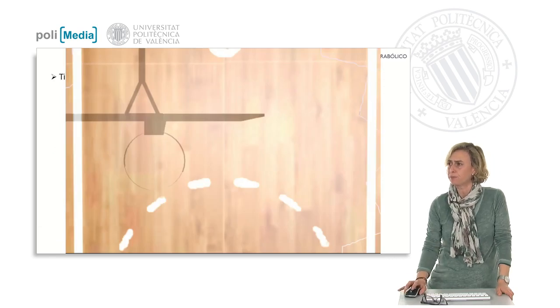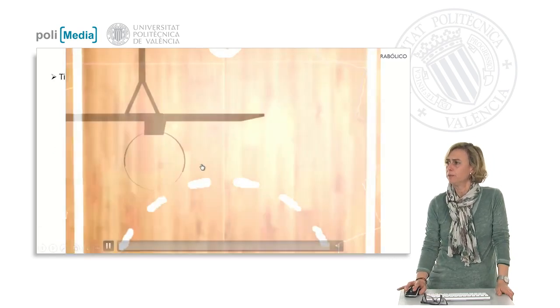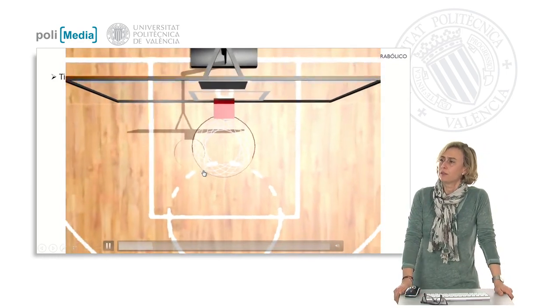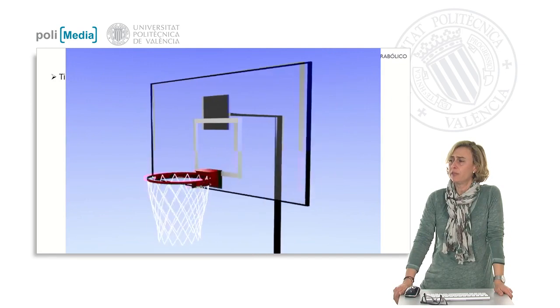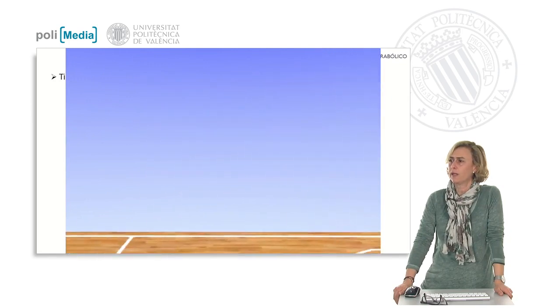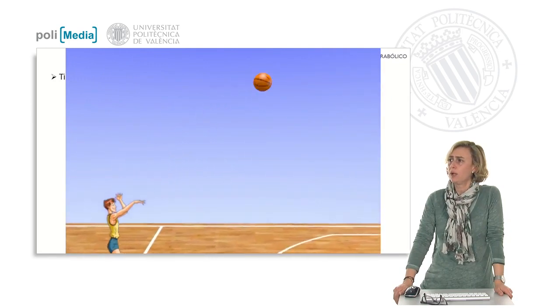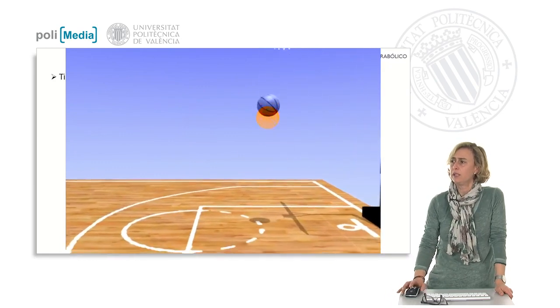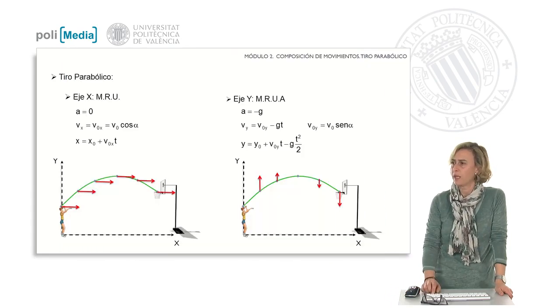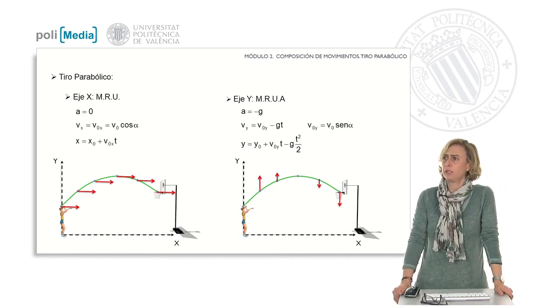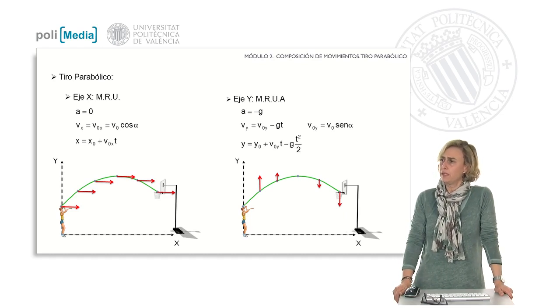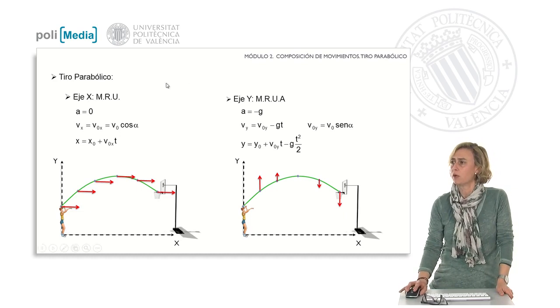Let's see now the parabolic trajectory. For that, we are going to take Jay in his basketball training sessions, and let's look at how he throws the ball. He throws the ball with an angle of inclination and with an initial velocity. Therefore, the parabolic trajectory is going to be a composition of two motions, a rectilinear and uniform motion on the x-axis, and therefore the equations governing this are the ones shown here.